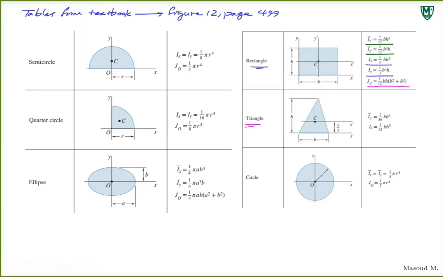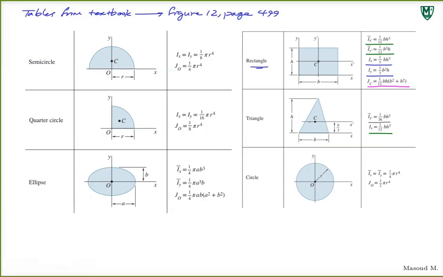So for the triangle, Ix, or moment of inertia about x, and by x I mean the axis on the base of the triangle, is 1/12 bh cubed. And the moment of inertia about the axis passing through the center of the area of this triangle, parallel to the axis passing through the base, is 1/36 bh cubed.